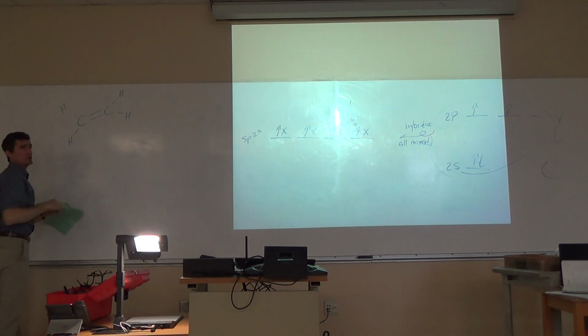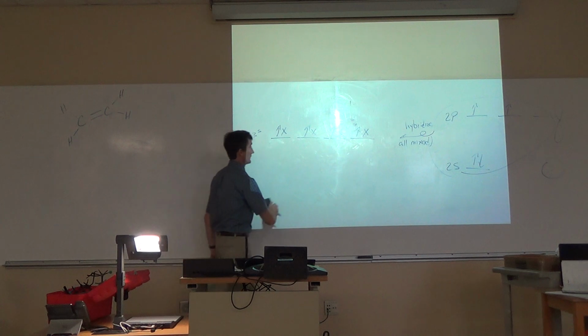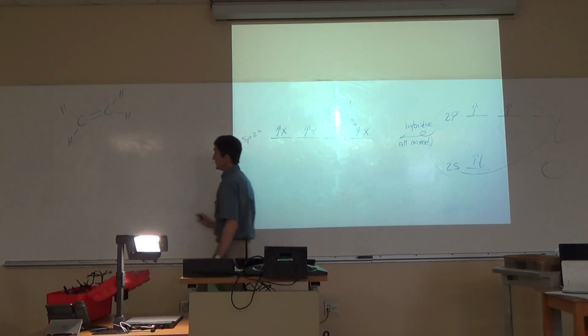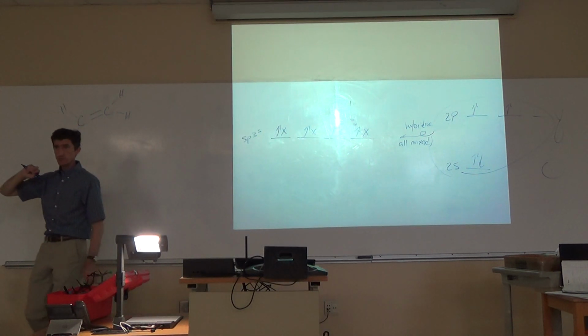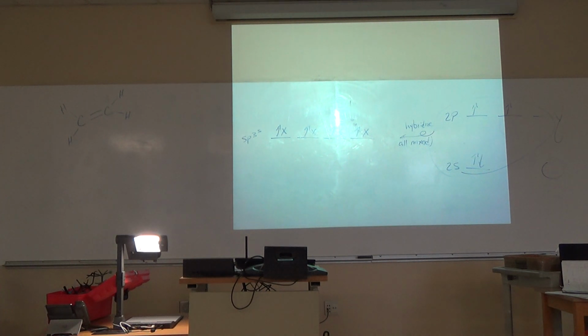How many regions around this carbon? Electron regions. First question we typically want to ask. Three. Single bond, double bond. Three regions. Because it's three regions, how many hybrids do we need? Three. We only need three. The three regions are going to be spread out what way? What's the best way to spread three regions out? Trigonal planar. Trigonal planar comes from three. Three hybrids. Your hybrids set your geometry.